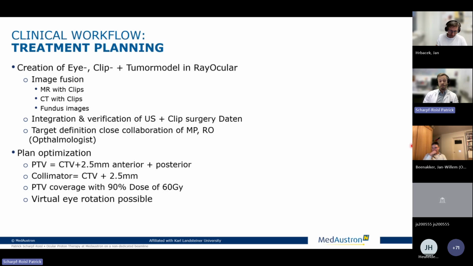We still have the possibility, in case we consider the eye rotation that was taken in the CT not the best one, the best case scenario, we still have the possibility to virtually rotate the eye within the treatment planning system, and we wrote a script that puts out a new LED position that is then consistent with the new eye model rotation.